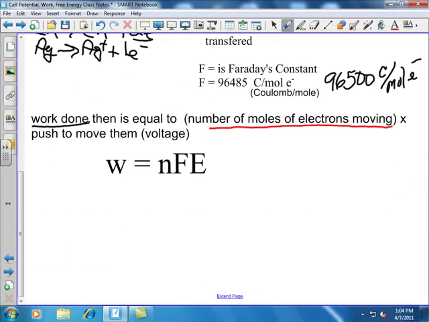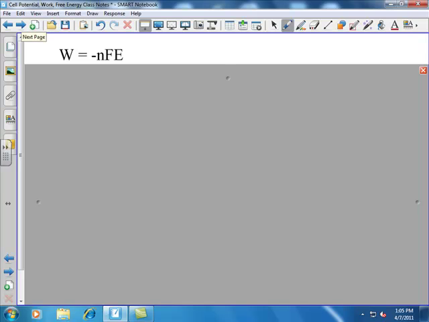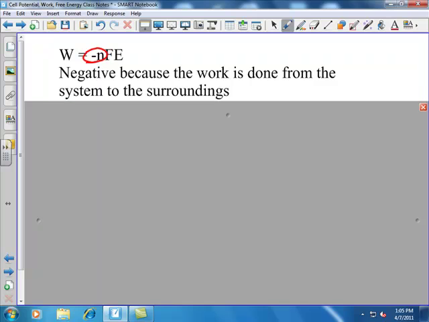So for this equation for work, instead of putting Q here, because work equals Q times voltage, we're going to put the nF in there. So work equals nFE. Now, one minor detail: we're going to add a negative sign in front of that. Why? The reason is to follow our sign conventions for going from a system to surroundings. It's negative because the work is done from the system to the surroundings, and when the system does work on the surroundings, that's been negative. So it's just to follow our sign convention.